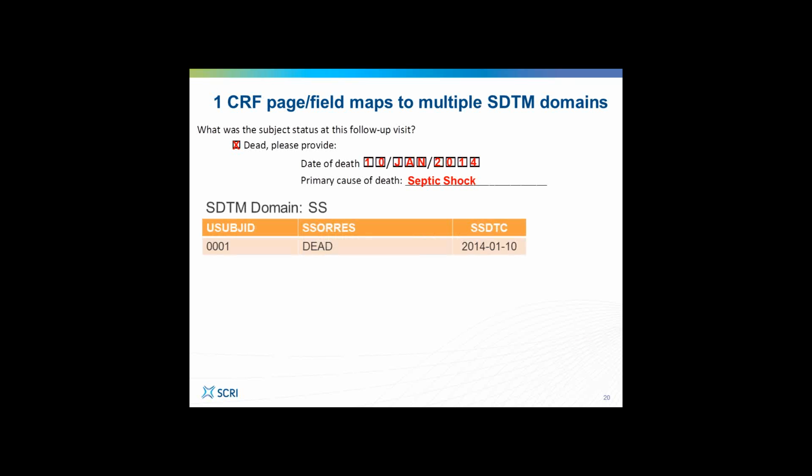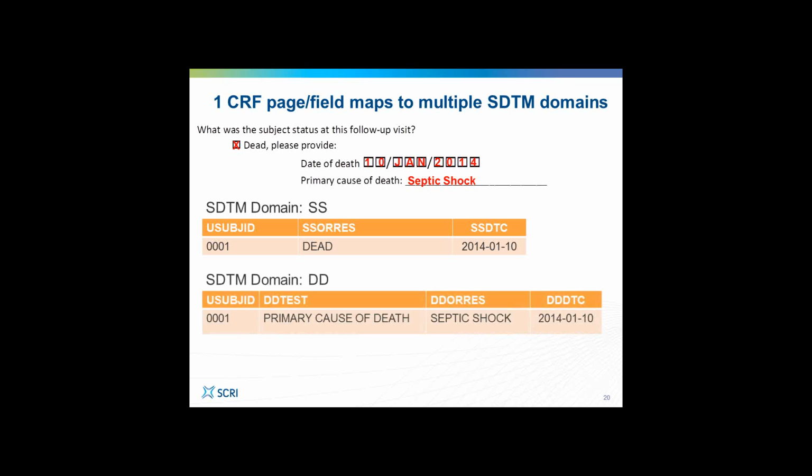First of all, in the subject status domain, the SS domain, which is new in the new version, SDTM 3.2, you have the original result saying dead, and the date is 2014-01-10. But because you collected the primary cause of death as well, you need to have the collected death details put into the domain DD. So here in the DD domain, you have the primary cause of death, septic shock, and also the death date in there.